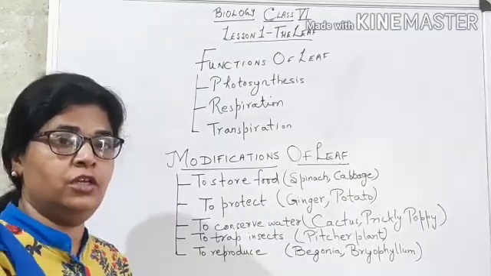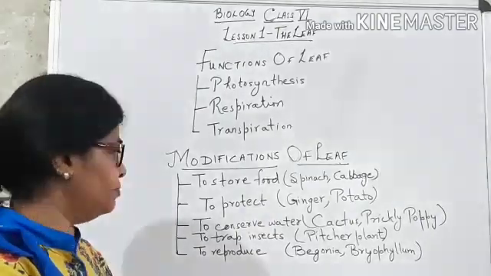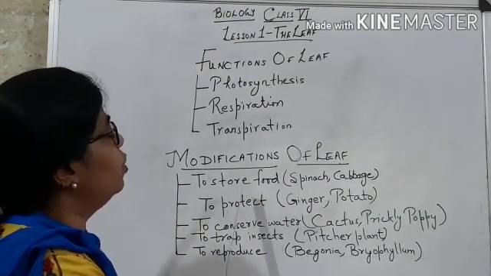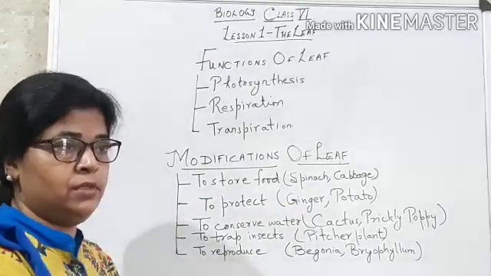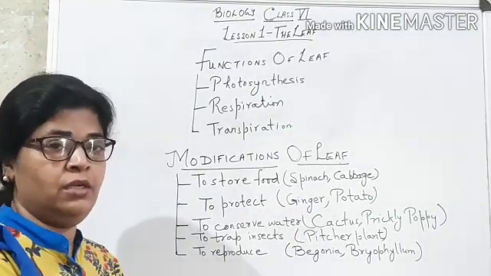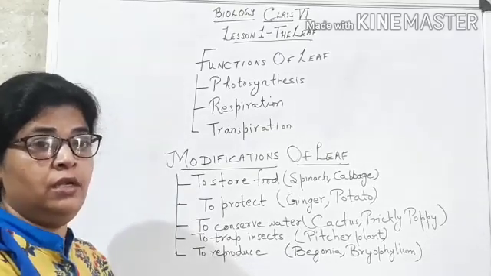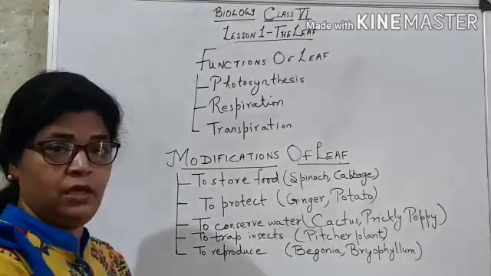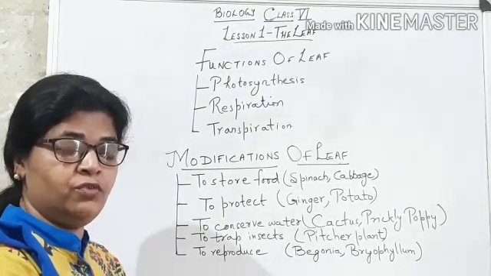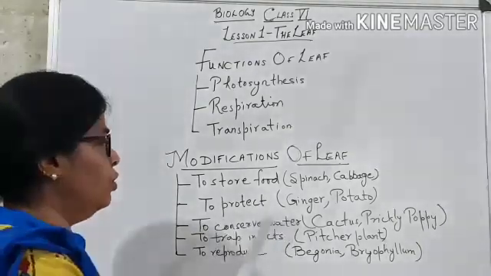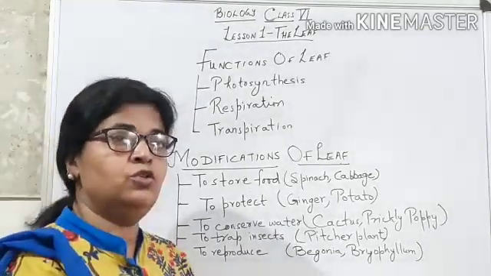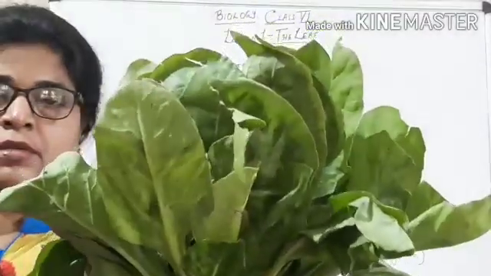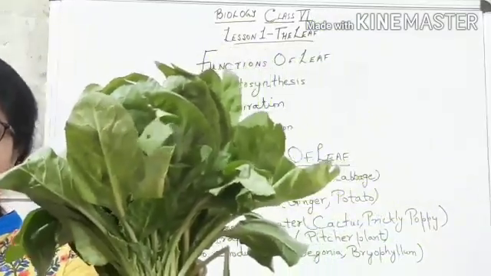Modified means there is a change in the shape of the leaf. So modifications of leaf are there to store food. Some leaves become thick, fleshy. They store food. Like you must have eaten spinach, in Hindi you call it palak, cabbage, and there are many other leaves which we eat. They are modified to store food. Here I have spinach leaves which store food.